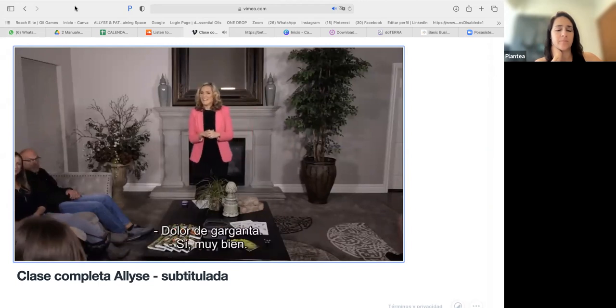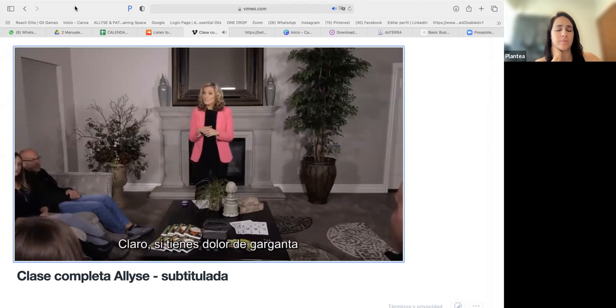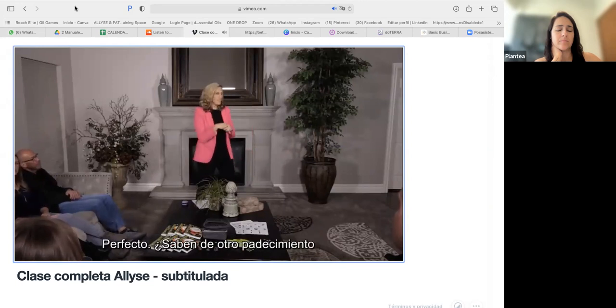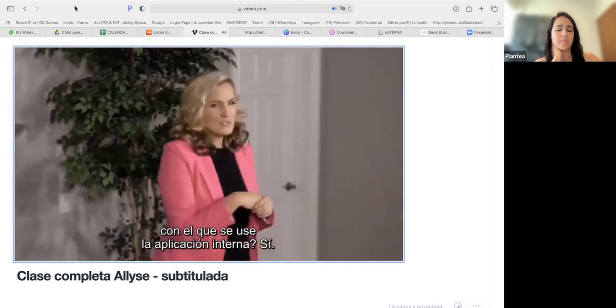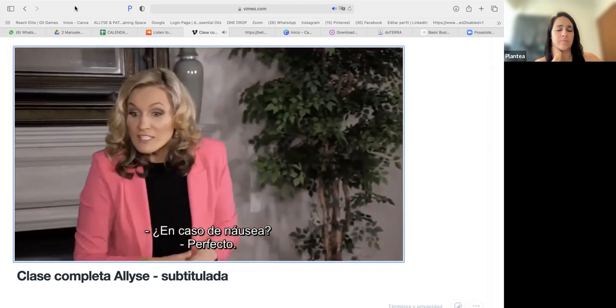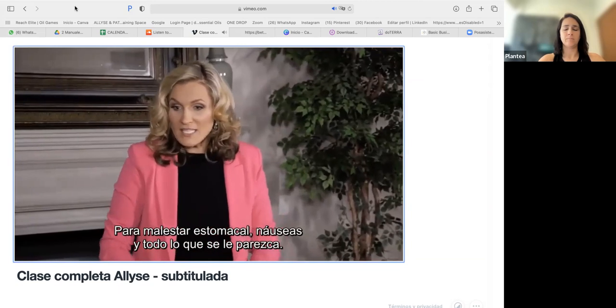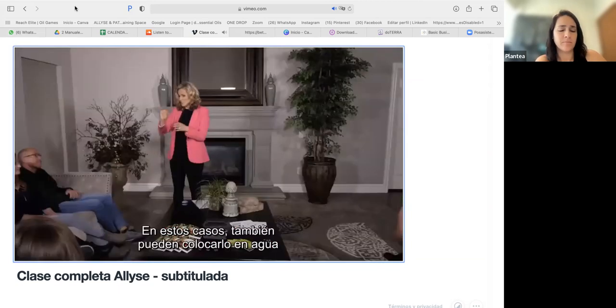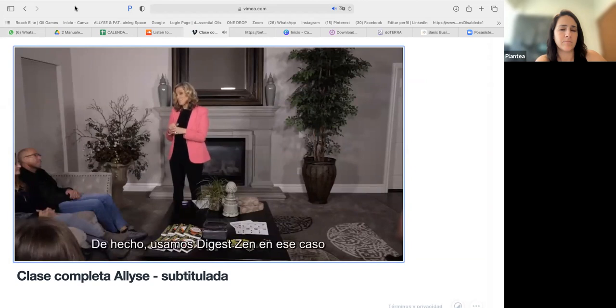What ailments would you use first for that? Yeah. Would you say sore throats? Okay, great. That's perfect. So you could use it for sore throats. You can put it in your mouth or just put it in water and gargle it. That's perfect. Can you think of another ailment that you would use for the internal application? Yes? What about nausea? Perfect. So any kind of upset stomach, nausea, anything like that, you can once again drop it in water and drink it.